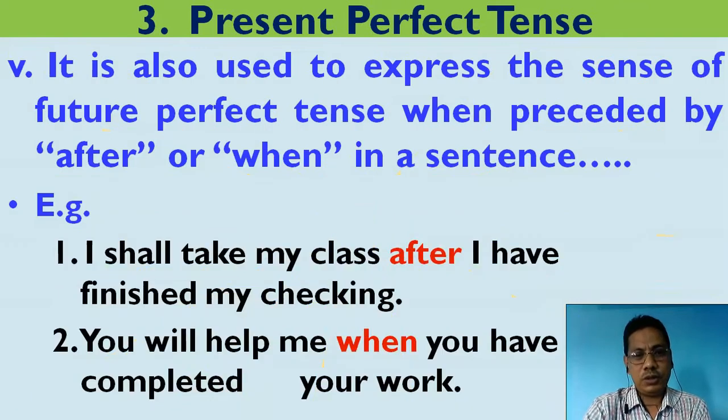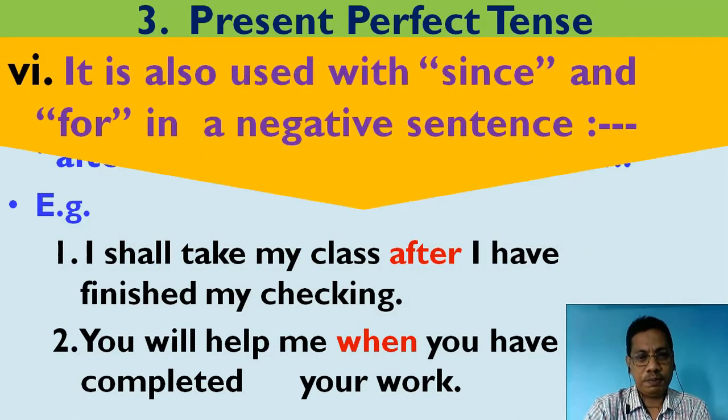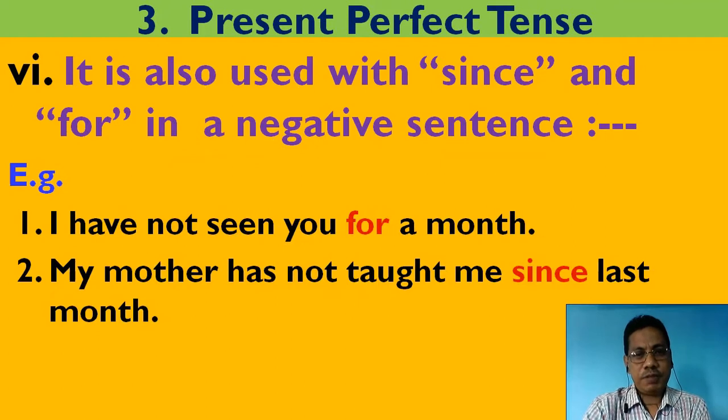Then it is also used to express the sense of future perfect tense when preceded by after or when in a sentence, like I shall take my class after I have finished my breakfast. You will help me when you have completed your work. The present perfect tense is also used with since and for in negative sentences, like I have not seen you for a month. My mother has not taught me since last month.